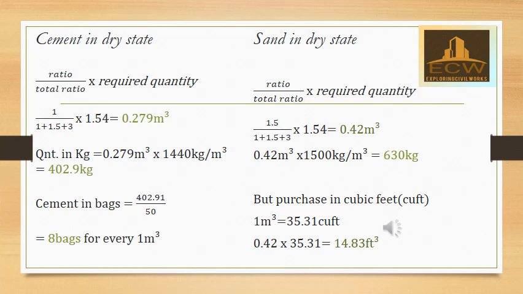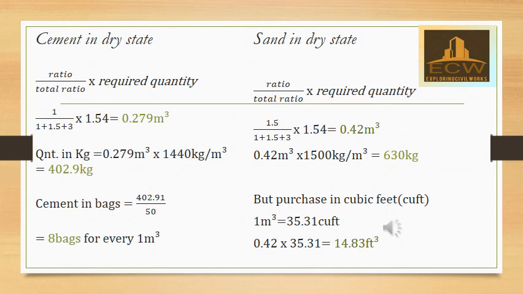Okay, so we are now going to calculate it component by component, and we go in for cement first, followed by the sand, then finally the aggregate. We are going to do it simply by using a formula: ratio over total ratio multiplied by the required quantity. The ratio, as I stated just now, is a mix ratio of 1:1.5:3. The one over here represents the ratio of the cement. So the ratio of the cement over its total ratio, which is 1 plus 1.5 plus 3, multiplied by 1.54. The 1.54 I explained initially is our anticipated volume that we want to find.